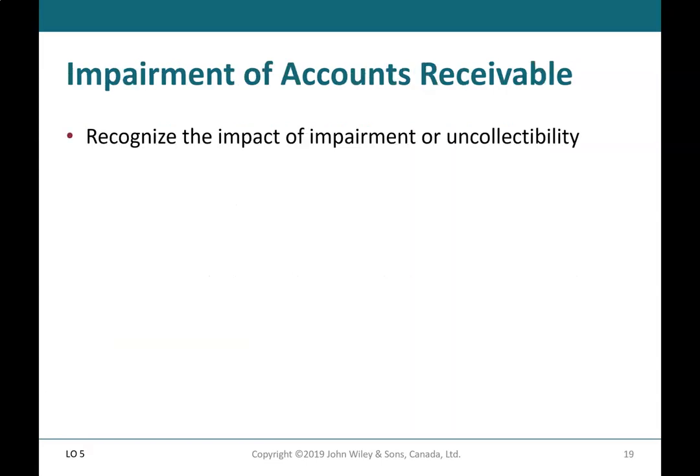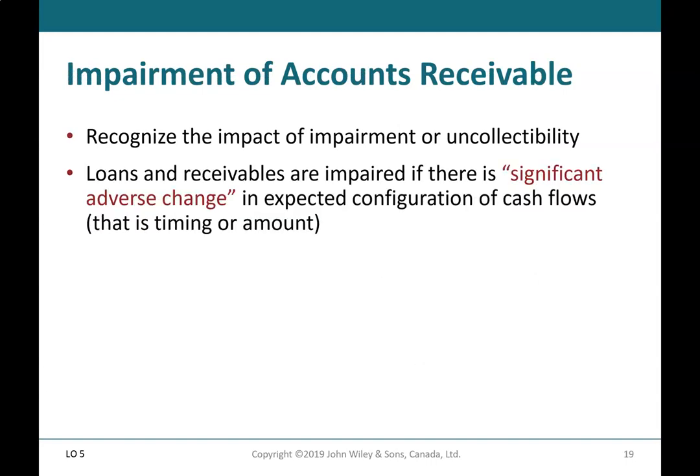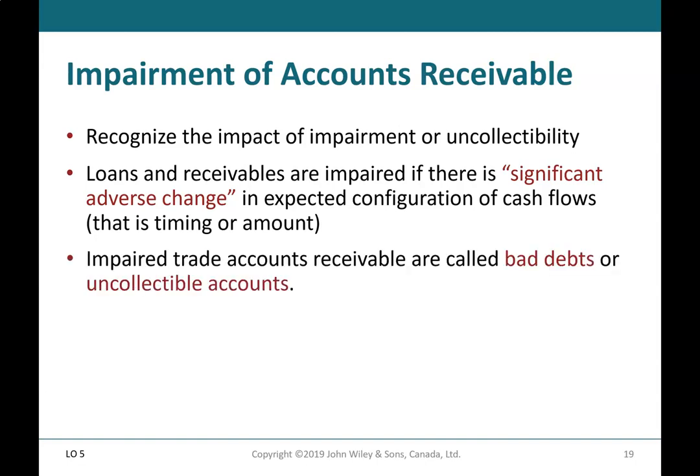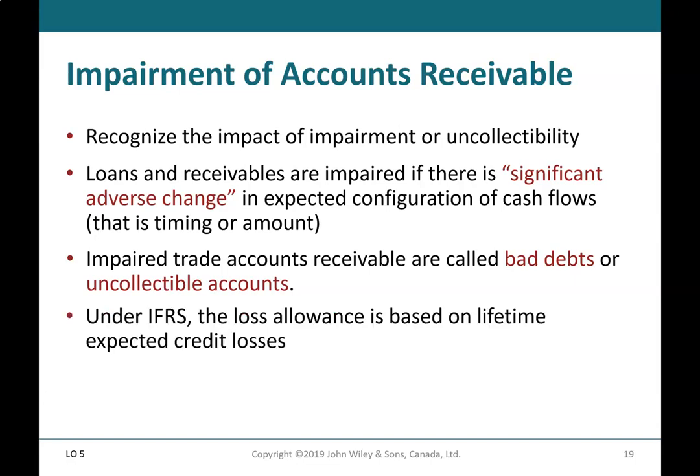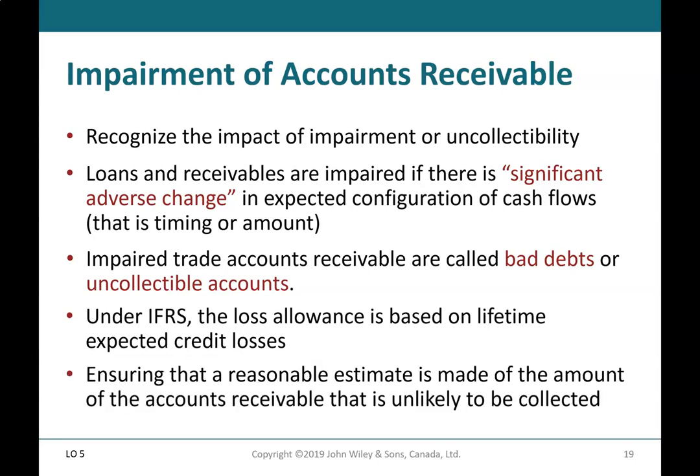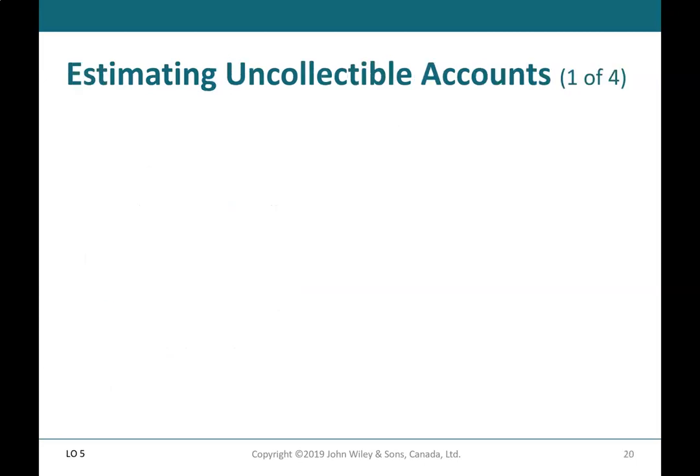Impairment of accounts receivable. Recognize the impact of impairment or uncollectibility. Loans and receivables are impaired if there is significant adverse change in expected cash flows, that is, timing or amount. Impaired trade accounts receivable are called bad debts or uncollectible accounts. Under IFRS, the loss allowance is based on lifetime expected credit losses. Ensure that a reasonable estimate is made of the amount of the accounts receivable that is unlikely to be collected.